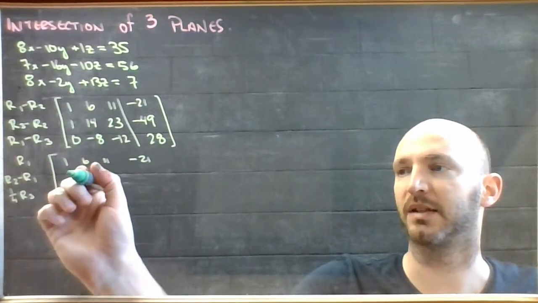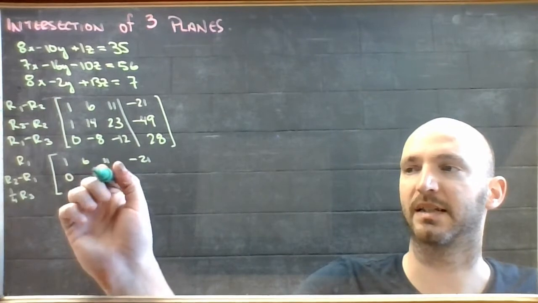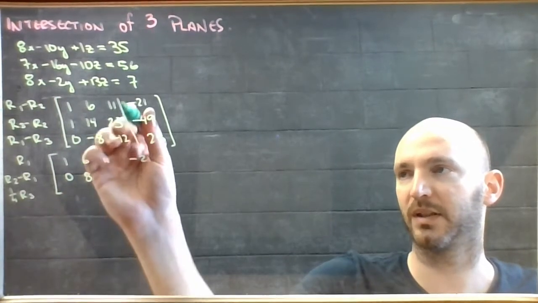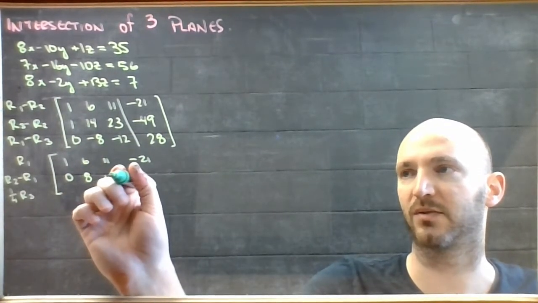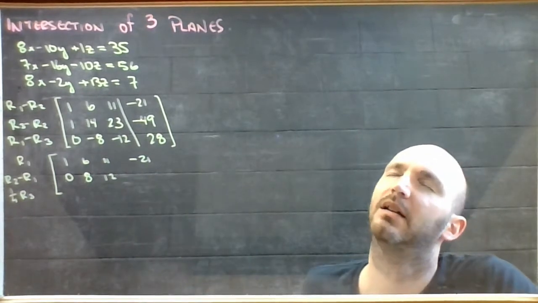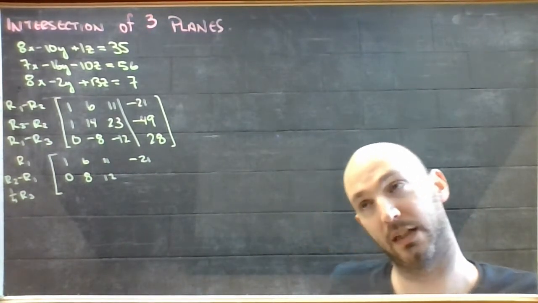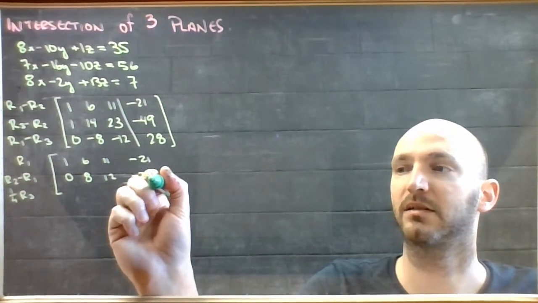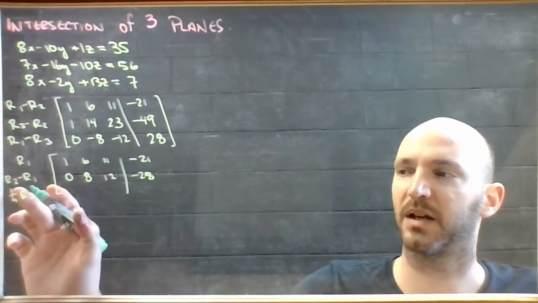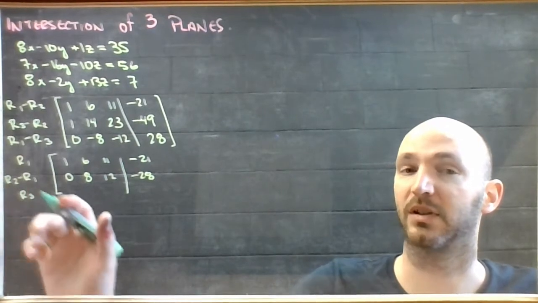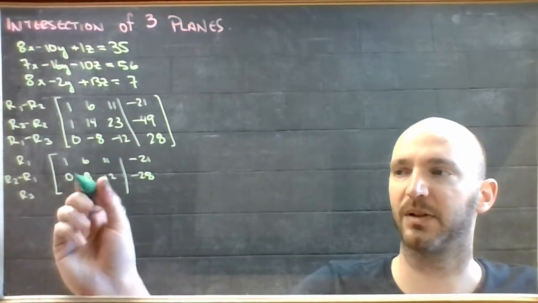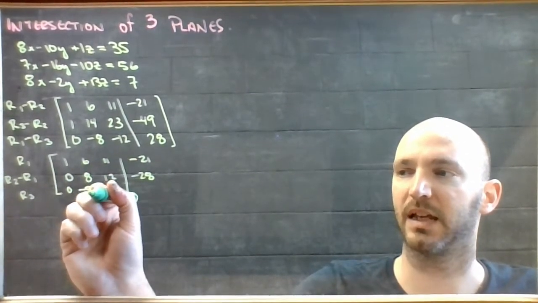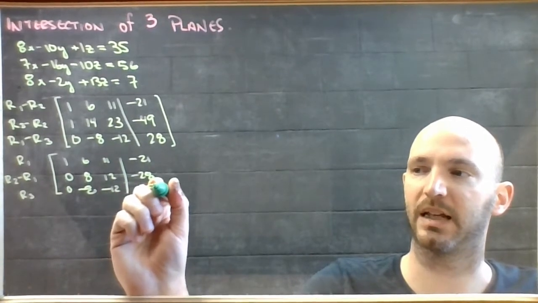1 minus 1 is gone. 14 minus 6 is 8. 23 minus 11 is 12. Negative 49. Subtract negative 21 is negative 28. Interesting. So maybe I won't do that. I'm just going to leave R3. R3 was 0, negative 8, negative 12, 28.